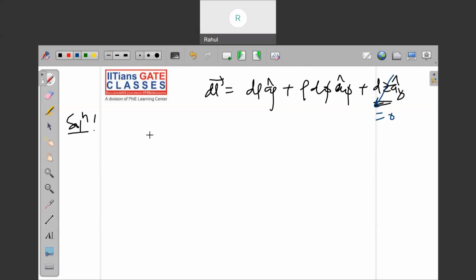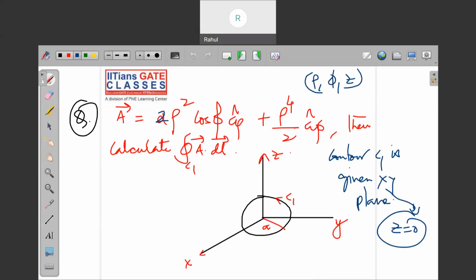Now what we have to do here is, when you compute A dot dl, in case of the rho component, only which component is given? See, your rho is constant here. In this contour you can see your rho is going to be constant.